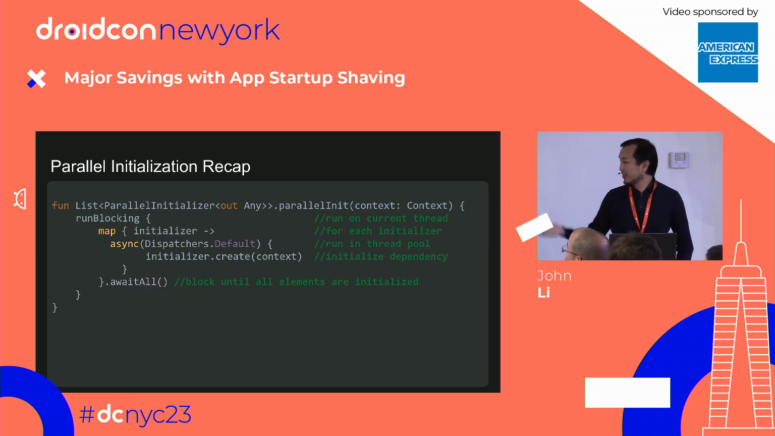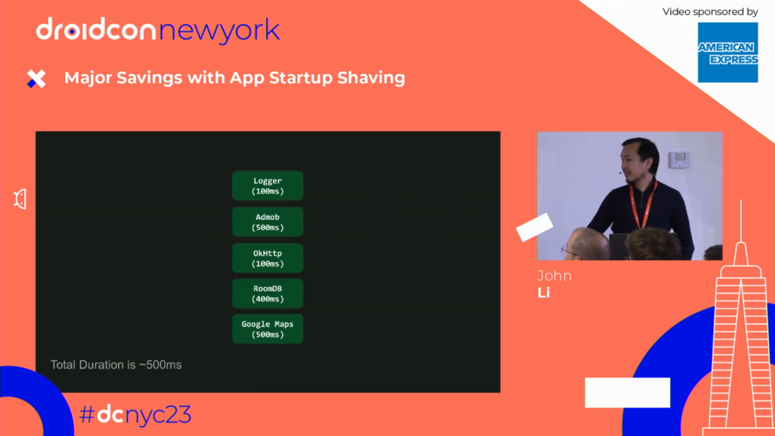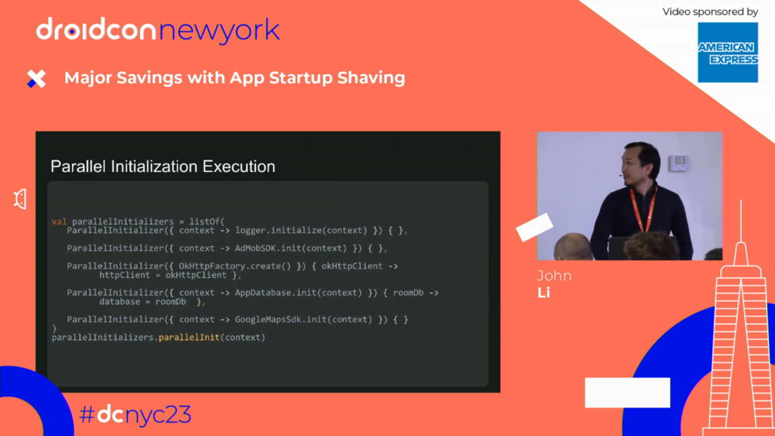And this is the recap of all the steps. And that is how we achieve this. And there's a lot of opportunities here because we initialize a bunch of SDKs. We have a lot of zero dependency components. We can do a lot of that work with something like this. And good thing we have Kotlin to help us out to make this simple. So if we were to take our existing example, this is what the code would look like in execution. We make a parallel initializer for logger, AdMob, etc. And we have a callback if we want to collect the result, like we want to have an instance of the OkHttp client or the database.